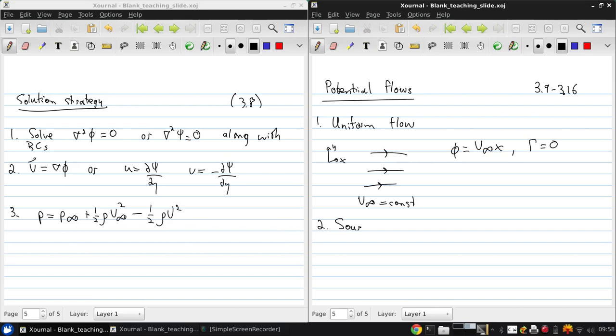The next one is the source or sink flow, which has streamlines either emanating from or flowing into the origin or some other point. The radial velocity is proportional to 1 over r, and the tangential velocity is 0. The velocity potential is lambda over 2 pi ln r, where lambda gives the strength of the source or sink. If this is positive, it's a source. If it's negative, it's a sink. The circulation is zero.